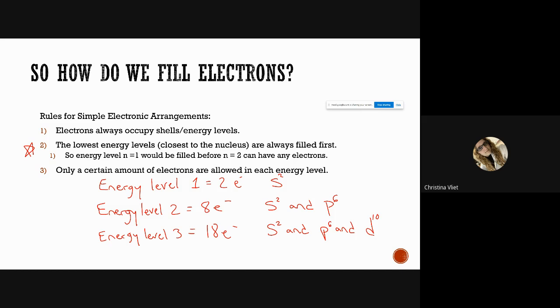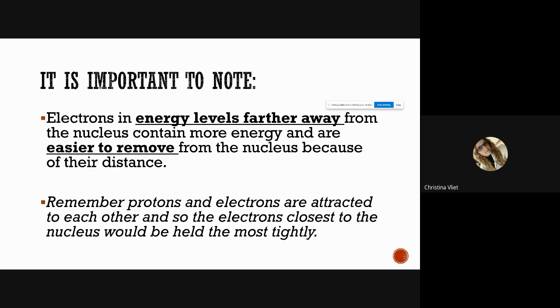Energy level 1 holds 2 electrons. Energy level 2 holds 8 electrons. Energy level 3 holds 18 electrons. Remember, we only need to go up to energy level 4, but I don't want to trap you there because technically 4 has an F group and we're not testing F. So we'll talk about that in a little bit. So, next.